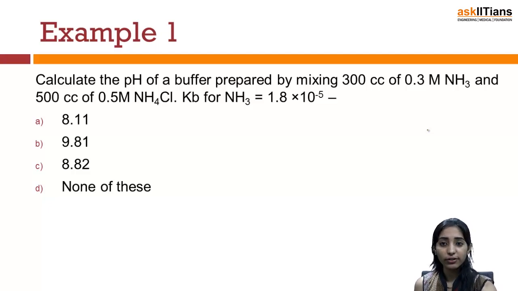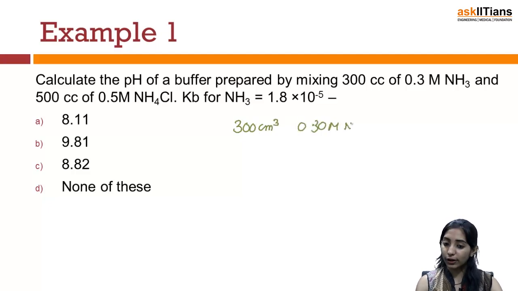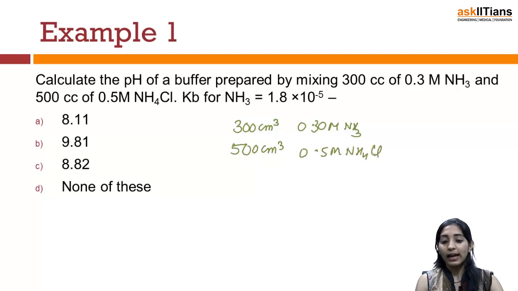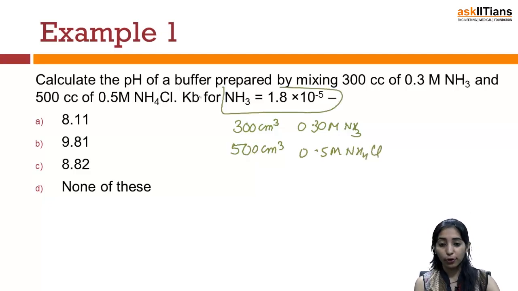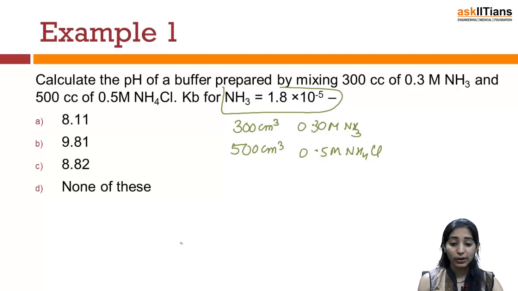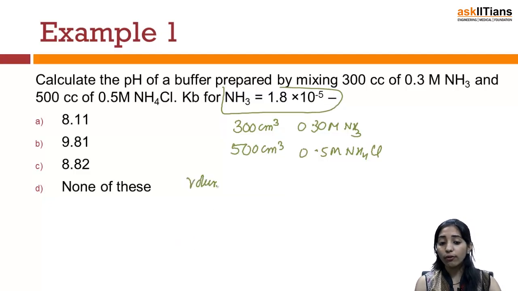Let's first of all start with the first question where you have to calculate the pH of a buffer which is prepared by mixing 300 centimeter cube of 0.30 molar ammonia and 500 centimeter cube of 0.5 molar NH4Cl, and we have been given the Kb for ammonia. Now we can very easily say, looking at the equation, let's first of all find the total volume of the solution. The total volume of the solution will be 300 plus 500, that is nothing but 800 centimeter cubes.